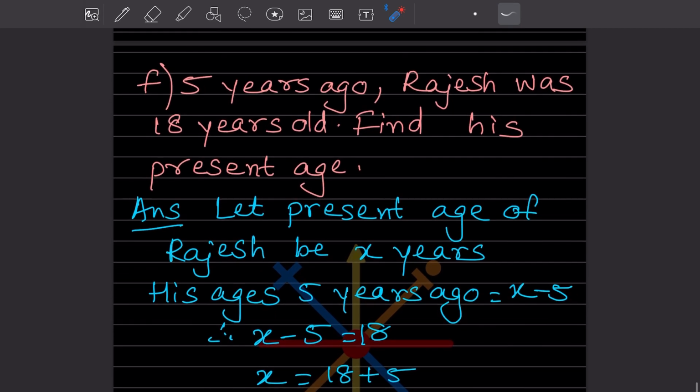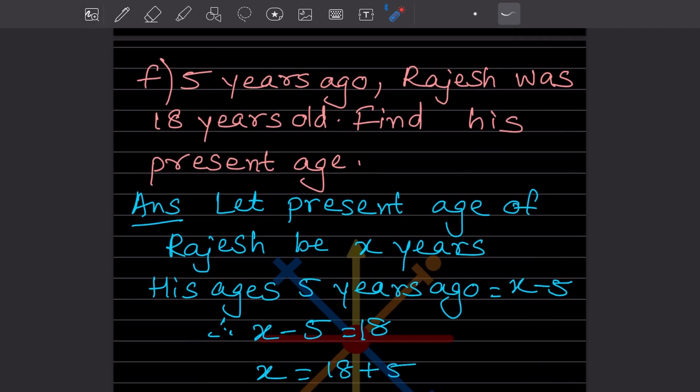Now, the next problem says that 5 years ago, Rajesh was 18 years old. Find his present age. Let the present age of Rajesh be x. Five years ago, his age is going to be x minus 5. Now what did they say? 5 years ago, Rajesh was 18 years old. So whatever we considered for 5 years ago, that is 18. So x minus 5 is 18 as it is, and minus 5 will go over here.